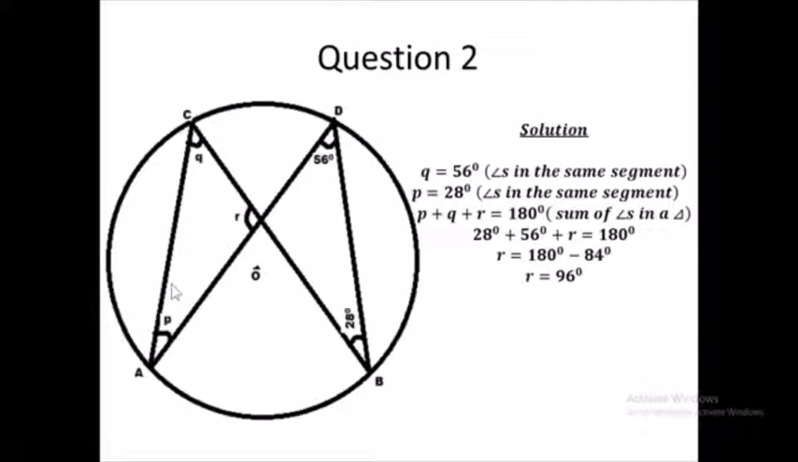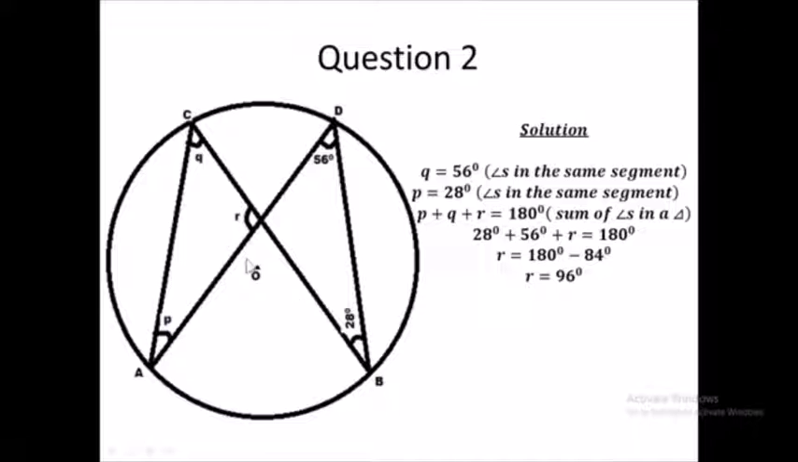The second question you are going to solve in this video: you have to find all these unknowns in this circle. You have P, Q, R as the unknowns there, and you have to find them. Now this question is very simple. Our angle Q is going to be 56 degrees, because it is in the same segment with this angle 56. Then our angle P is also 28 degrees, because it's in the same segment with this angle as well.